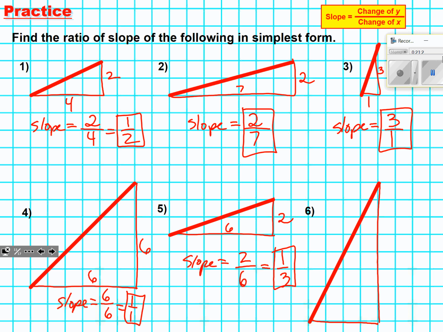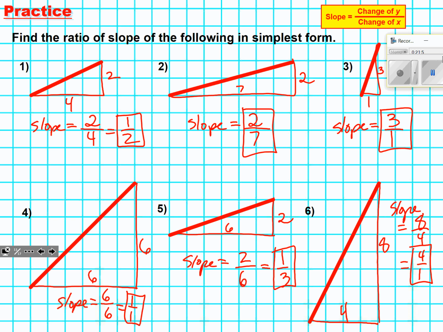For number 6, the vertical change is 8, the horizontal change is 4, so the slope is equal to the change of y, 8, and the change of x, 4, so that equals 4 to 1. It really doesn't become more difficult than that.